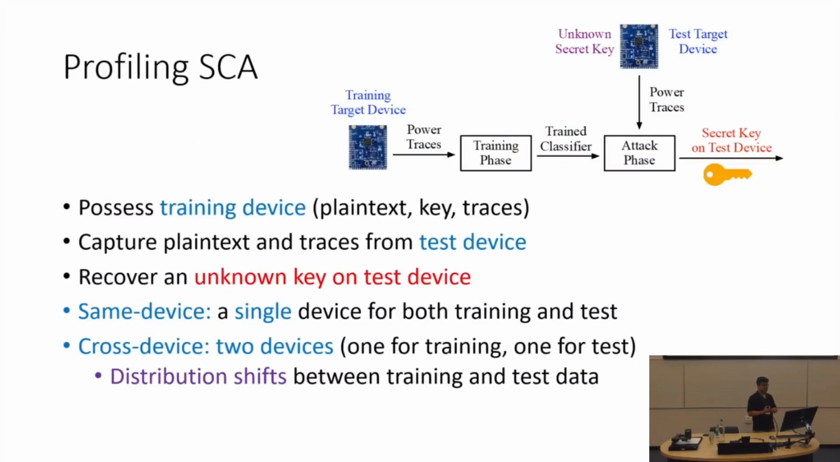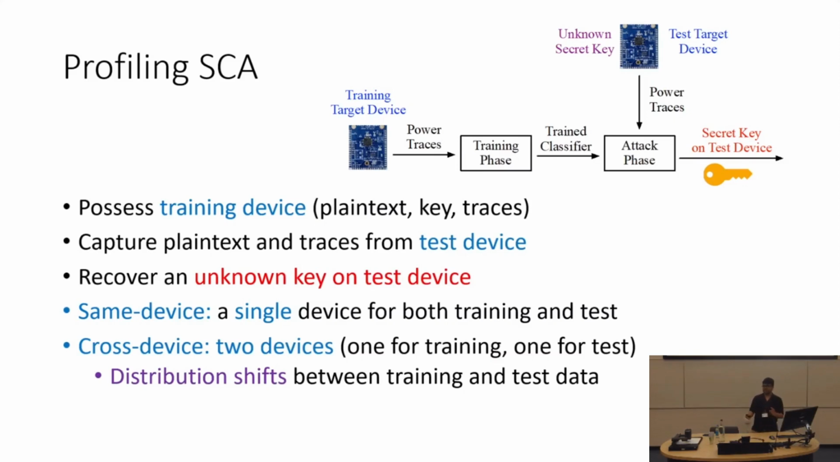So, a profiling side-channel attack. This is our setup for a profiling side-channel attack. We have a training device from which we collect the plain texts, the key, and the power traces. And we also capture the plain text and the traces from the test devices. Now we recover the key of the unknown test device traces.